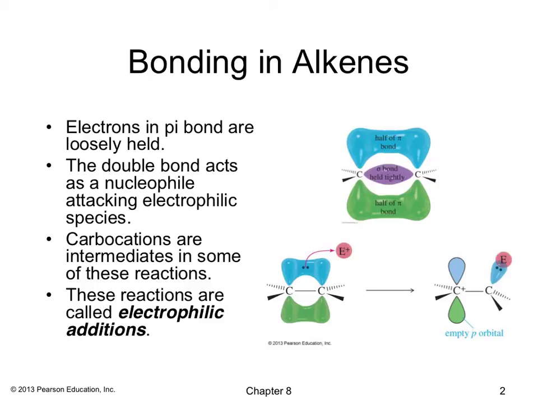Double bond acts as a nucleophile, attacking the electrophile. So there's electrons in that system where it can attack the electrophile, shown here. And then carbocations are intermediates in some of these reactions because once the electrophile forms a bond, you have a carbocation with an empty p orbital. These reactions are called electrophilic addition.